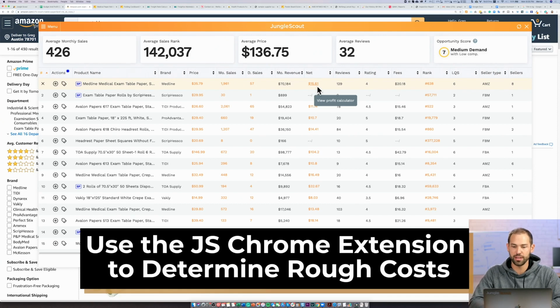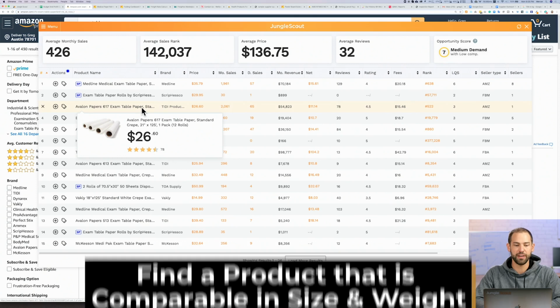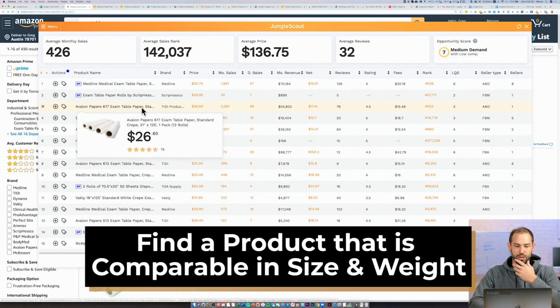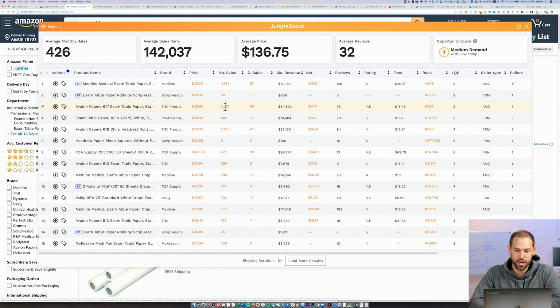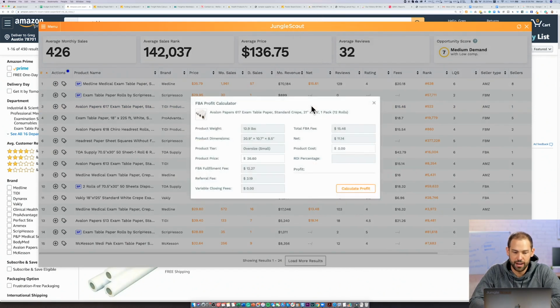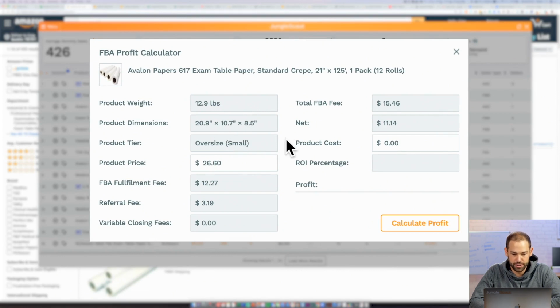The way to determine the rough costs is I like to use the extension to do so. And what you're gonna do here is you want to find a product that's going to be very similar in size and in weight to the product that you would be selling. So if we were going to be selling these exam paper rolls, what I would do is I would click on this net column. All right. So it knows that this weighs 12.9 pounds, that these are the dimensions.